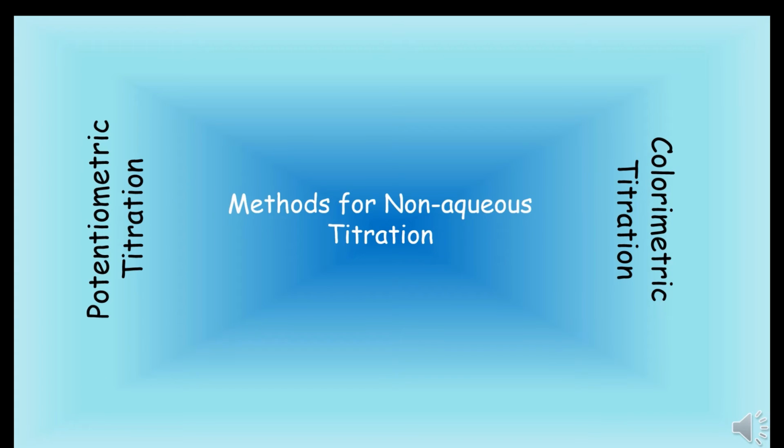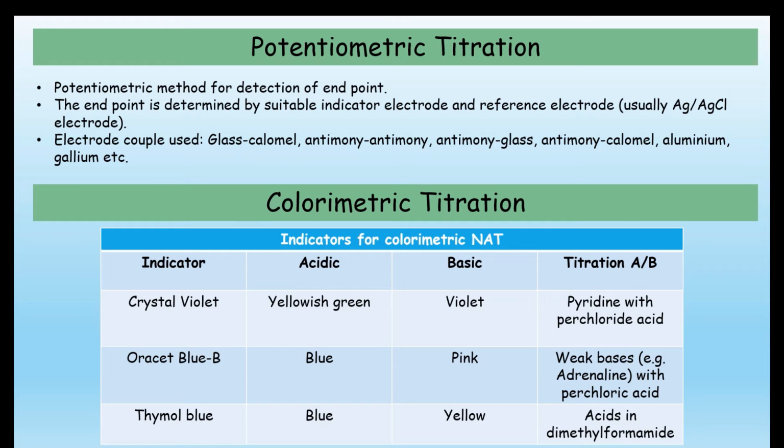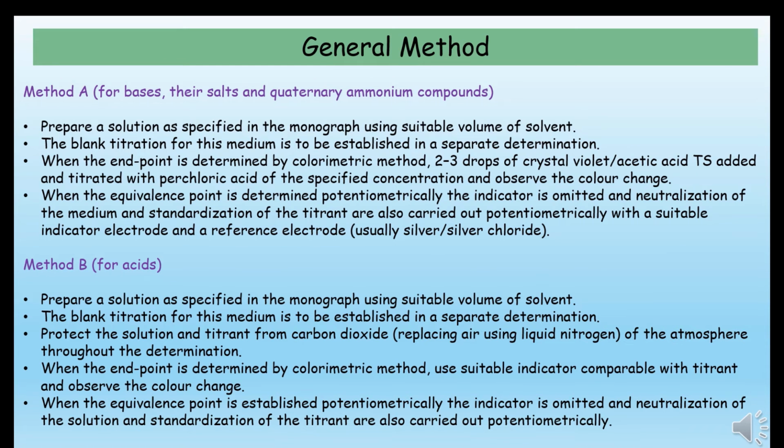Two methods are used for non-aqueous titration. One is potentiometric, and the other is colorimetric titration. Here, the general method of determination of any kind of acids or bases in non-aqueous titration is elaborated. Please check this out.